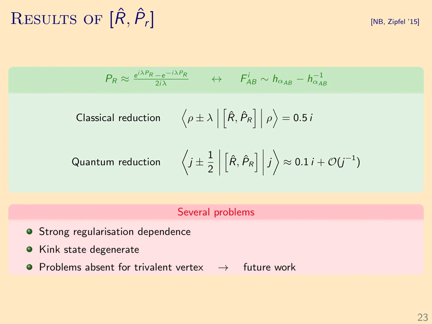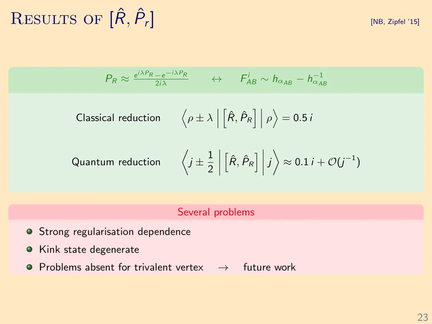If you do the quantum reduction and sandwich it between two states j and j plus or minus 1/2, then you get something a little similar: roughly 0.1i, and then higher order terms in j, or j to the minus 1 terms. What we did in the second line is a large spin limit, because the result of this computation is a complicated expression involving 6j symbols, and if you want to see what it does, you can take this large spin expansion. So you could now be happy, because you can identify j with rho, and lambda with 1/2. This 1/2 in the second line is just because we chose the regularization spin of this F_alpha_beta to be 1/2, but we could in principle choose it differently, and then it already looks rather similar to what you get.